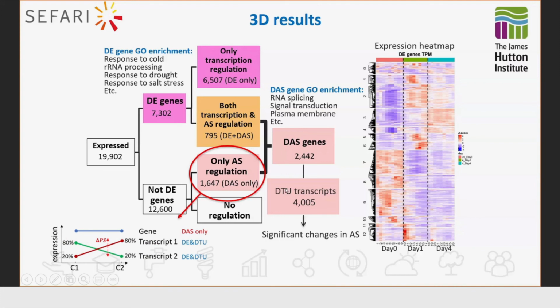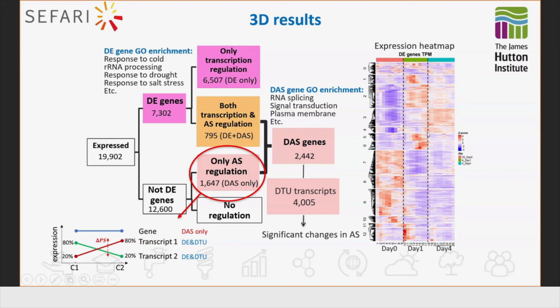So the important thing is for the only AS regulation, so the DTU only genes, we have about 1,700 genes. So they are only showing significant change at transcript level, but they don't have change at the gene level. So these parts of genes have never been studied by other people because they often just throw them away.